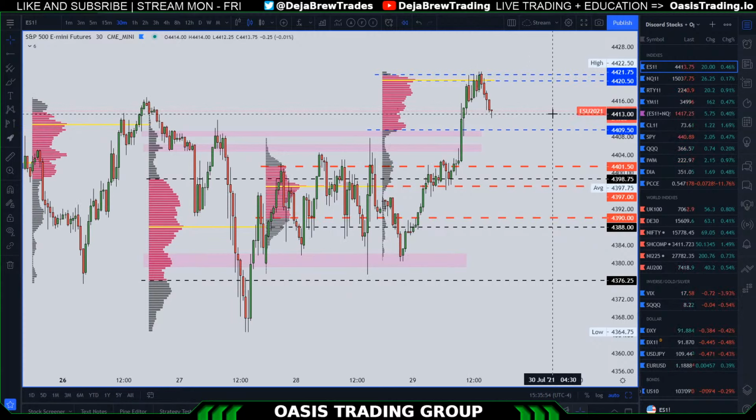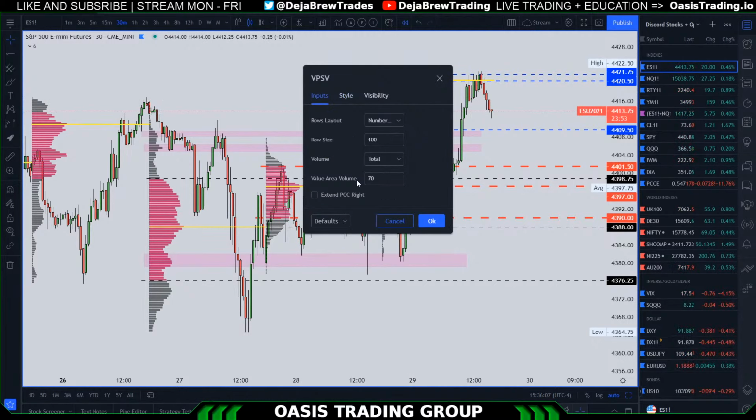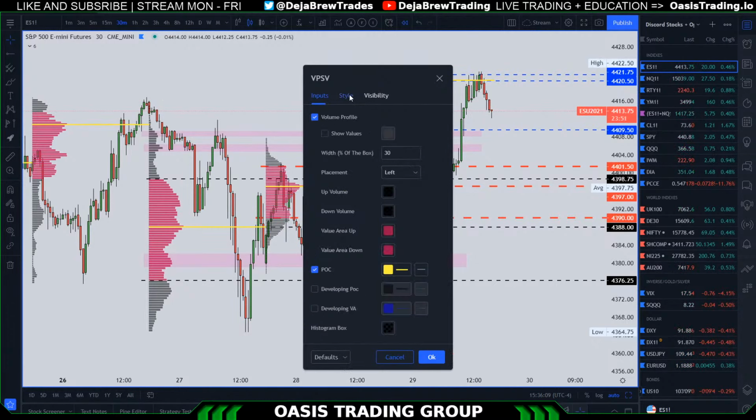Zane said, is that a custom indicator? I'm using the volume profile indicator on TradingView. Just the built-in one. I'm using session volume, and then I just have it color-coded the way that I like. I'm using 100 row size, 70 for the area, and then these are my color settings.